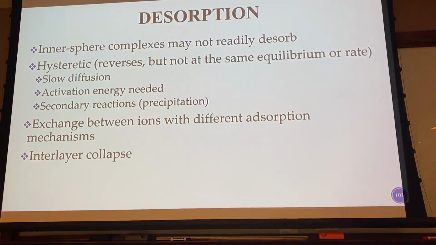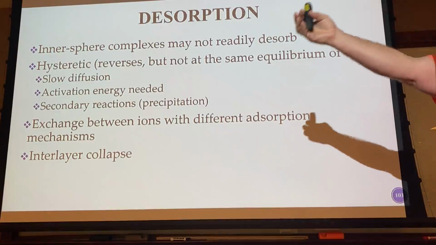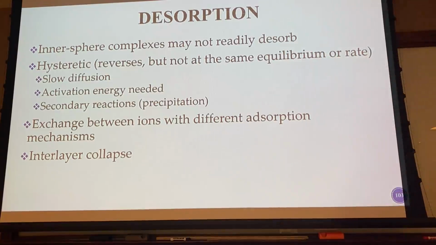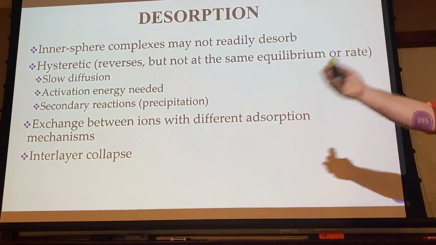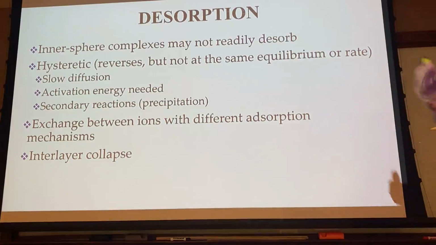We have a slow diffusion process because, y'all remember, diffusion is moving from an area of high concentration to low concentration, right? Well, if they never move off the soil colloids, there's no diffusion because there's no area of low concentration, it's all consistent. And so we have to have some activation energy, we have to apply some form of energy, whether it be heat, or chemical, water, something to force those inner sphere complex anions off of that exchange site.